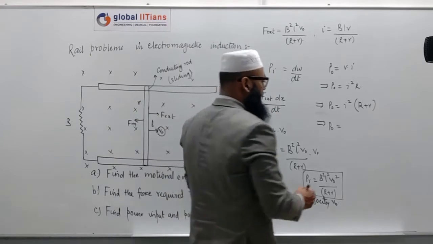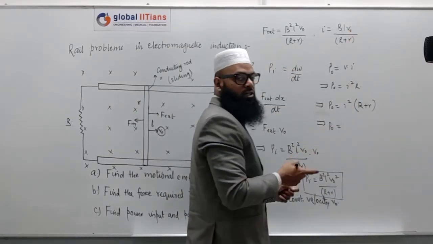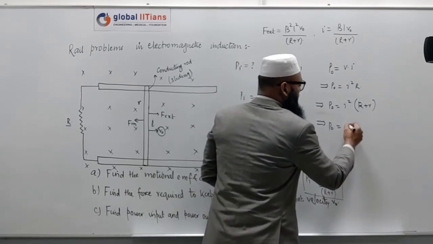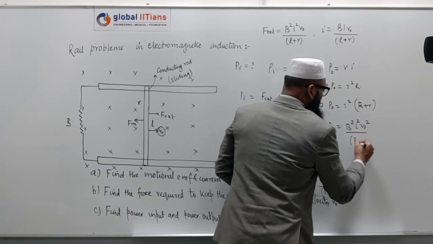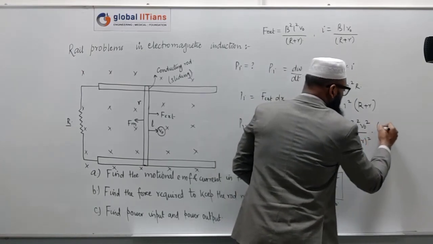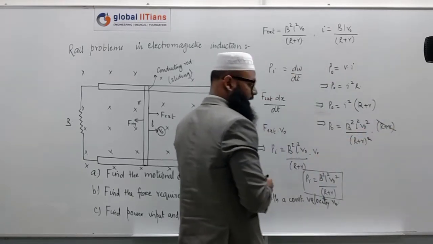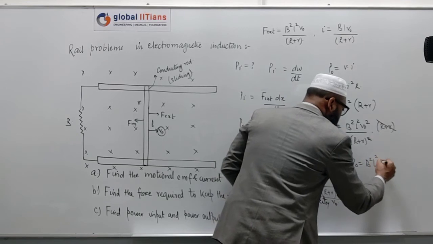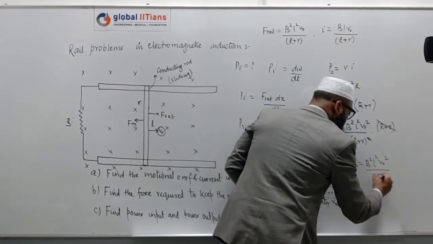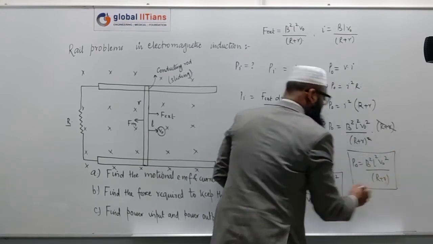We have got the value of I will be BLV naught at the time when the velocity is V naught. So I can say B square L square V naught square upon (R plus r) whole square into (R plus r). So this (R plus r) and (R plus r) will get cancelled, and we'll have power output is equal to B square L square V naught square upon (R plus r). Okay, that is the value of power output.